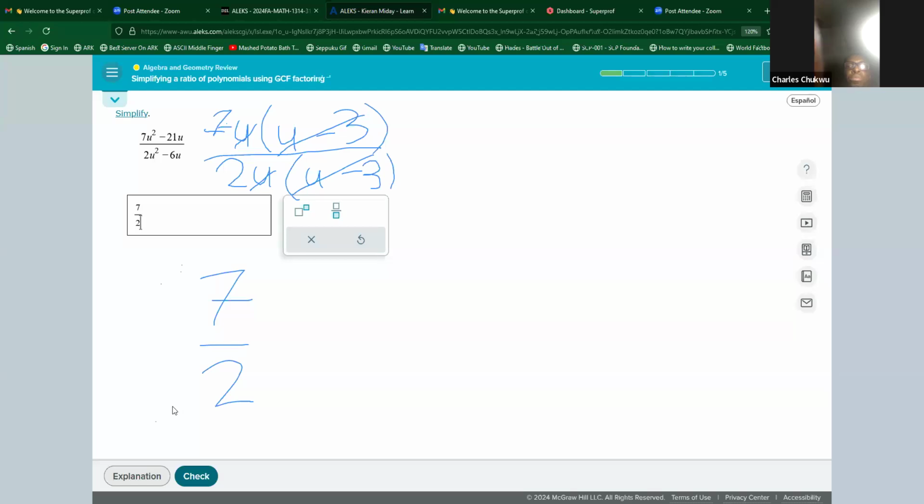Just for my own comprehension, why is it 7 over 2? Okay. Can you see the things that cancel out? Yeah. So that's why all the variables cancel themselves out. Did you notice that? Yeah, but why don't the 7 and 2 cancel themselves out? Well, because 7 is an odd number and 2 is even.